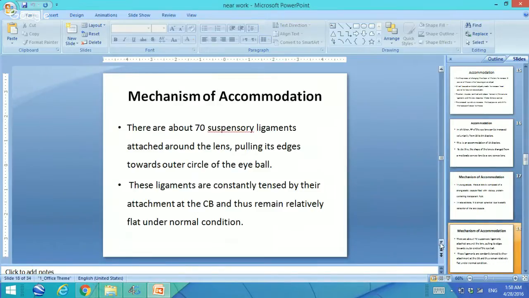There are about 70 eye suspensory ligaments, as I mentioned before. These are attached around the lens, pulling its edge towards the outer circle of the eyeball. These ligaments are constantly tensed by their attachment to the ciliary body, and thus the lens remains relatively flat under normal conditions.